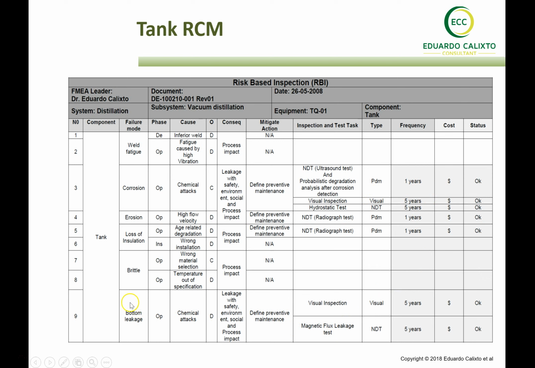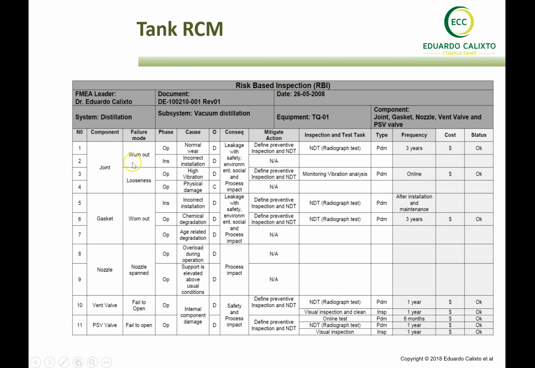Okay, and again, at the bottom of the tank, another part where we can have leakage, we have visual inspection every 5 years. Another type of test is the magnetic flux leakage test, every 5 years. So we have other parts here where we implement the maintenance task inspection based on our RBI. In this case it was carried out during the design test, and so it has the same effect as the RCM.